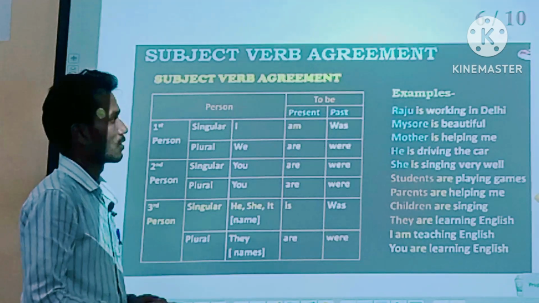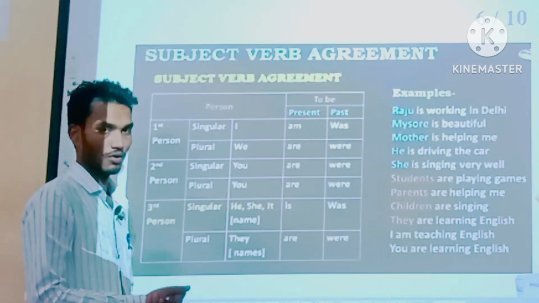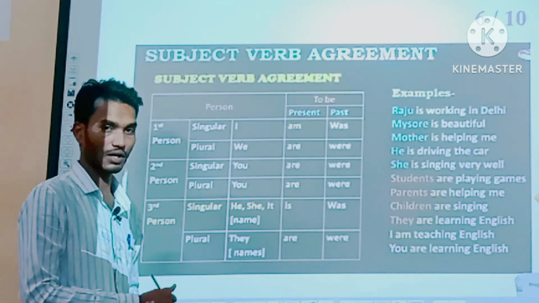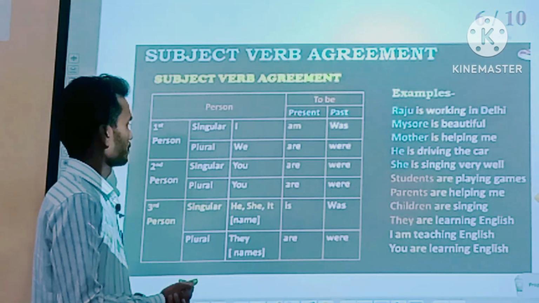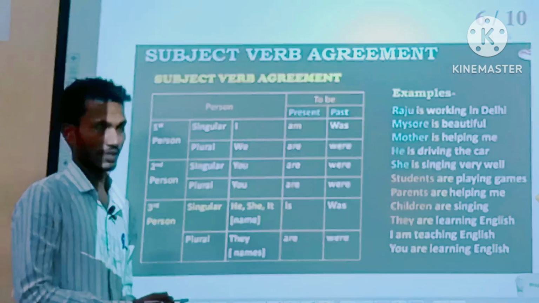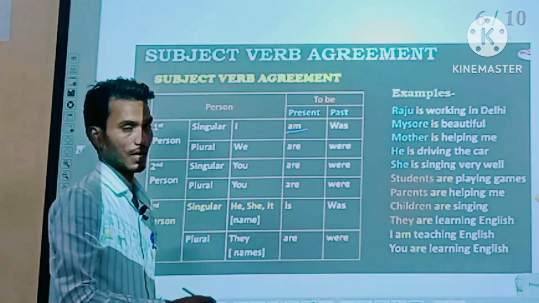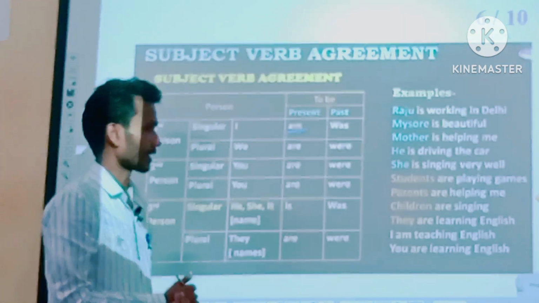Then we have the be form, right? If the subject is plural, which be form should be used? If the subject is singular, which be form should be used? Here I is first person singular, that's why the be form am is used. I am a doctor, I am a teacher, right?